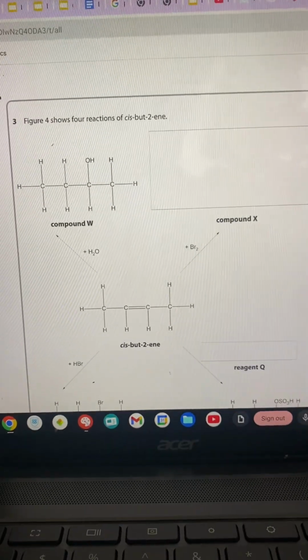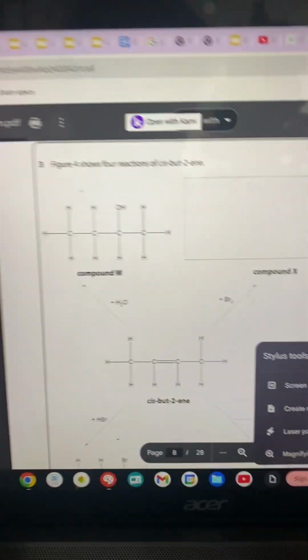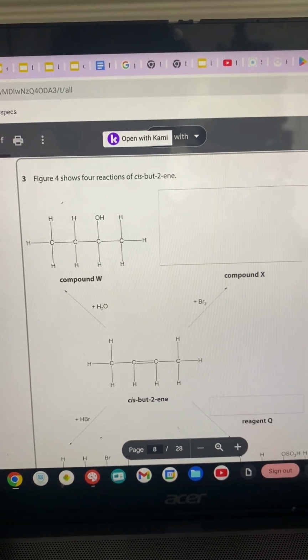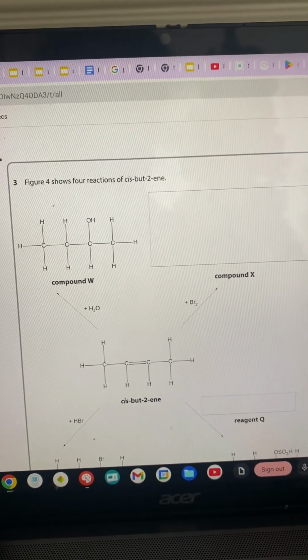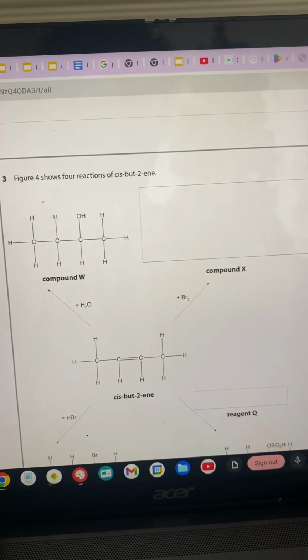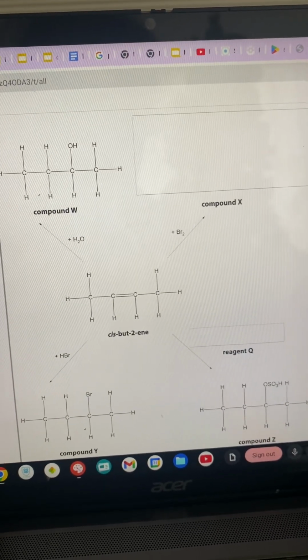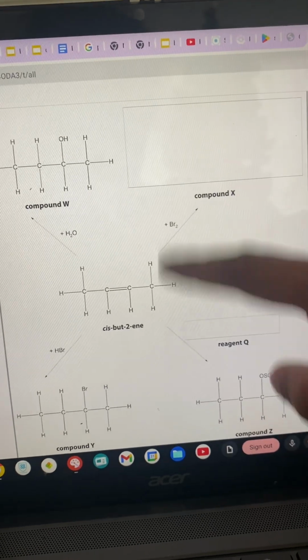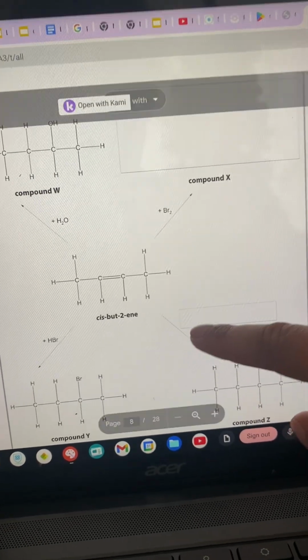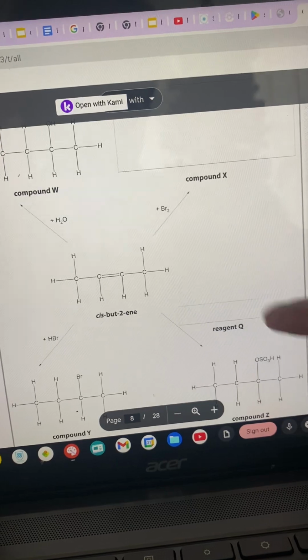Right, guys, let's just have a look at this question. So it says figure 4 shows 4 reactions of cis-butene, and these are the 4 reactions. As you can see, there are 4 different arrows but different reagents. There's one missing there, of course.